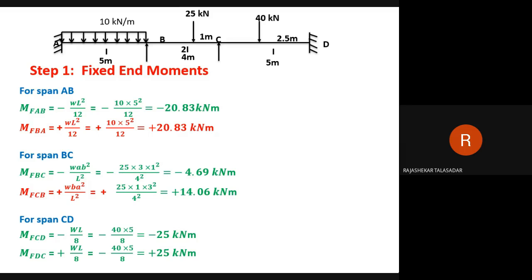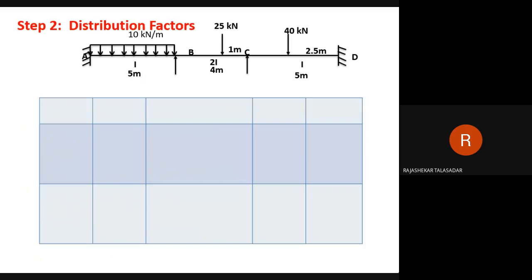Okay. Now I'll go to the next step, that is distribution factors. Again, first as usual, joint, members, K relative stiffness, sigma K, and distribution factor, that is K by sigma K. Earlier I took a two span continuous beam, so only one was the intermediate joint. Now, how many intermediate joints are here? Two. So for both joints you need to calculate distribution factors. First, let me take joint B. What are the members starting from joint B? BA and BC.